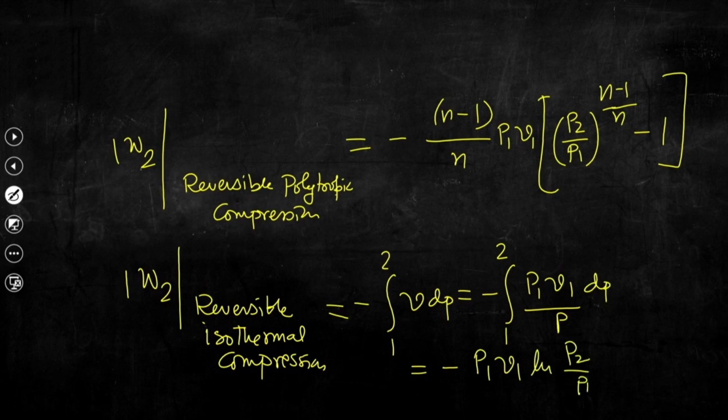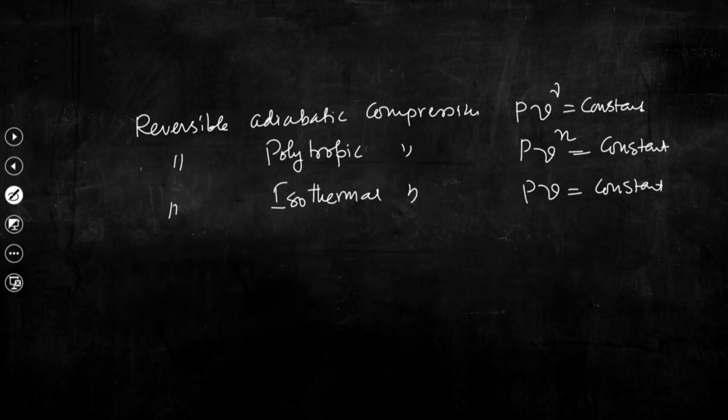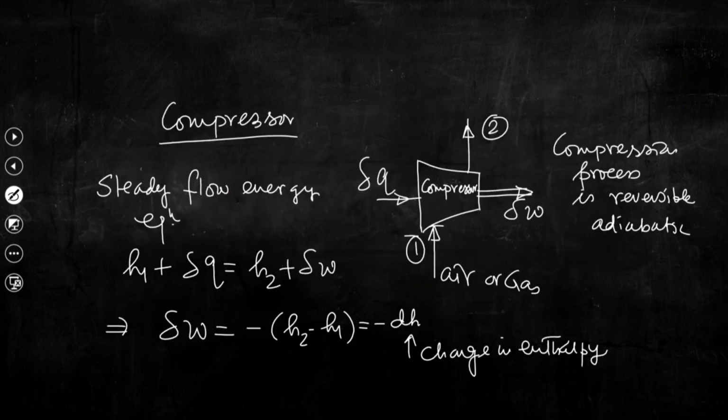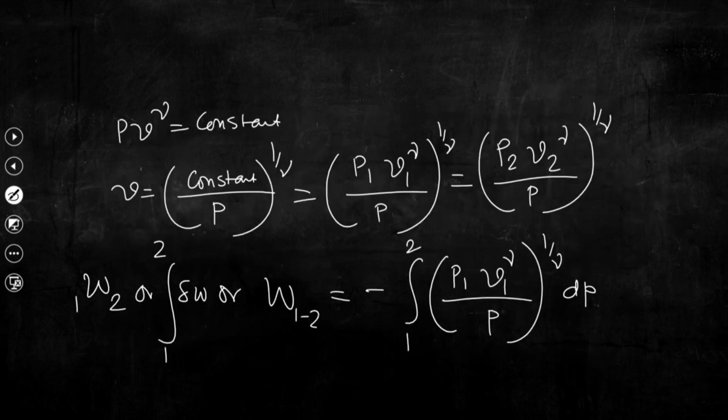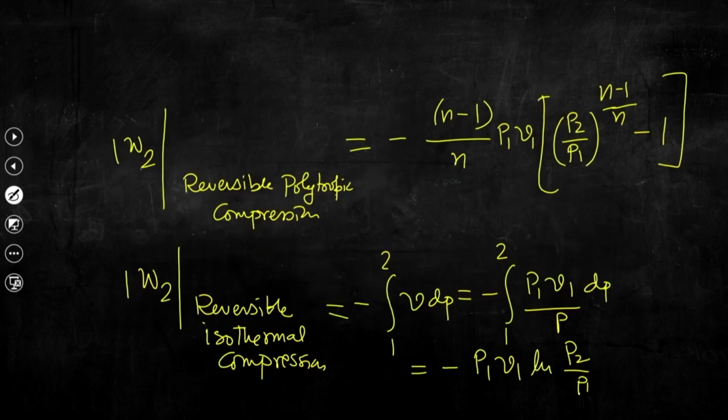This negative sign again essentially indicates that work is done on the working fluid, because if you try to recall few minutes back, we had discussed that this is the convention. Work that comes out from the system is taken positive, but in this case work is added to the system. Hence this negative sign is coming.